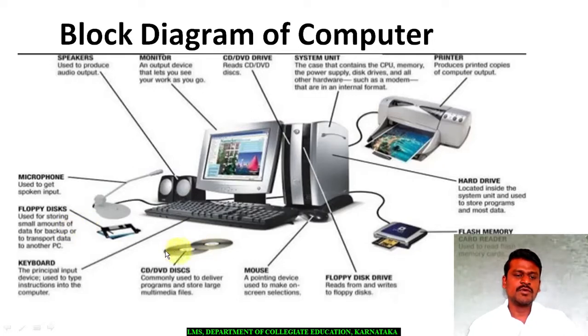And these are some examples: CD drive, and these are floppy disks which will be inserted into the CPU. CDs will be inserted with the help of a CD drive. Floppy disks will be inserted with the help of floppy disk drives. Next, keyboard, which is an input device, mouse, which is an input device, and also microphones for speech, meaning whatever you want to speak will be captured using the microphone. So this is a microphone which is used as an input device.